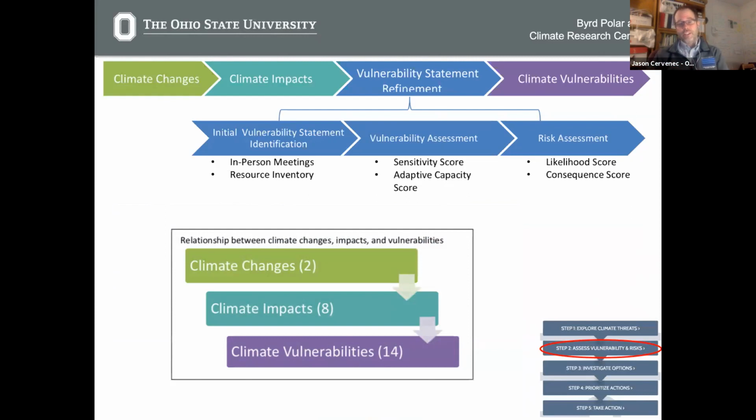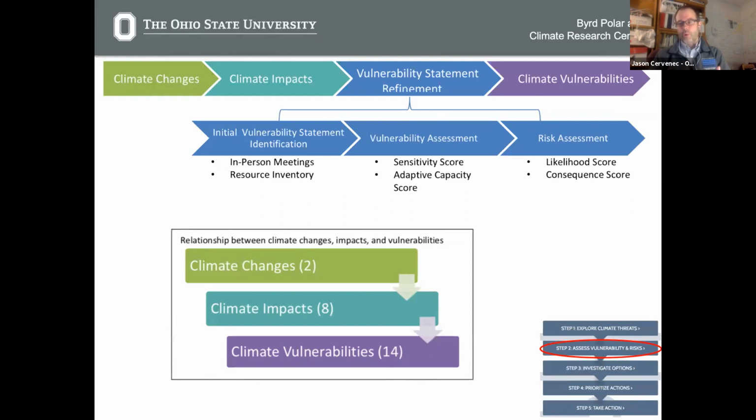We started the process with two climate changes, the precipitation and temperature. GLISA provided us with that. They also provided us with the climate impacts. But after we involved the stakeholders and the technical experts in our local population, we then came down with 14 items that sifted to the top of our list as the biggest vulnerabilities for the city of Columbus, and everything that our adaptation plan should map to. Like I mentioned, this took a little under 2 years to do.